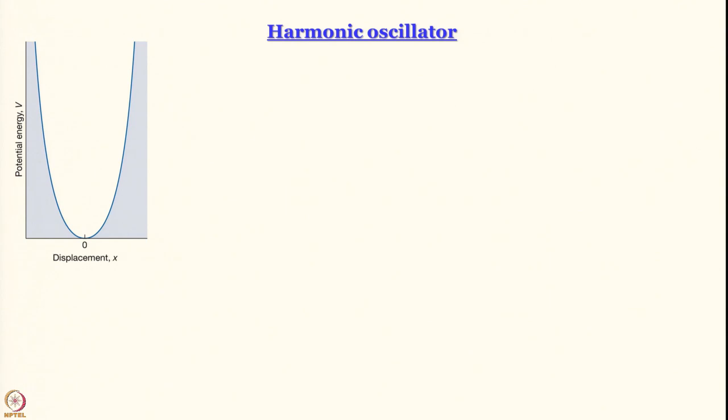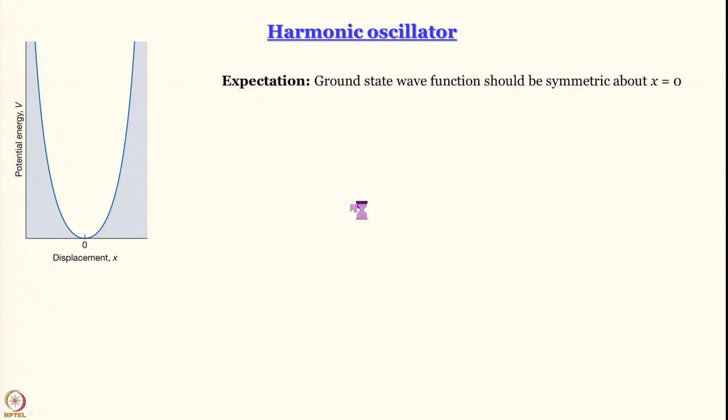For the harmonic oscillator, we know that this here is the potential energy, a parabolic potential, half k x square kind of potential. So the first expectation is that the ground state wave function has to be symmetric about x equal to 0. Since the potential itself is symmetric with respect to x equal to 0, if the wave function is not symmetric, then we have a problem. Actually psi star should be symmetric, but when you are talking about the ground state, that is the lowest energy, that would better be symmetric about x equal to 0.